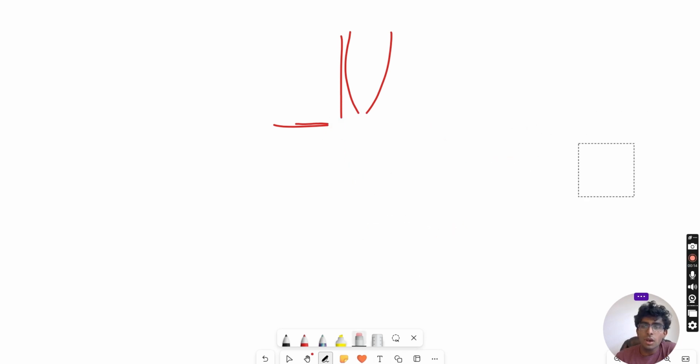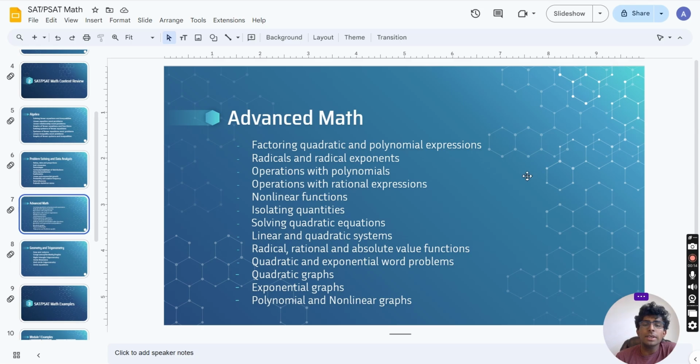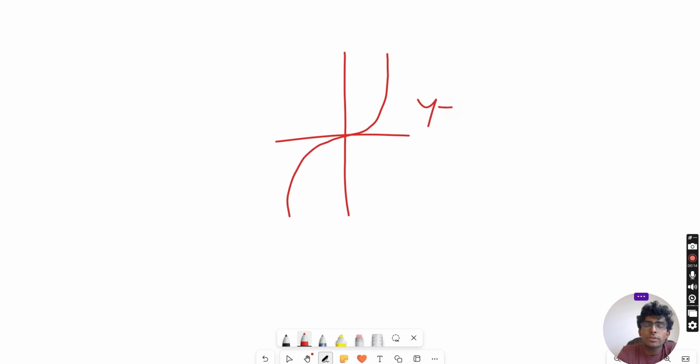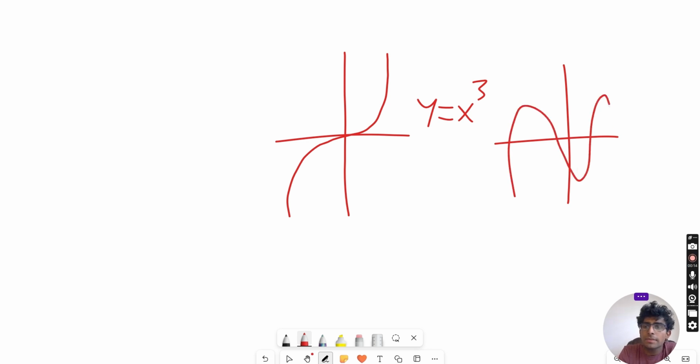All right, and then finally our last topic is going to be polynomial nonlinear graphs. So these are basically just knowing about even and odd functions and their end behavior and whatnot. So for example, this is your x cubed function, and then your x to the 4th is kind of like this.